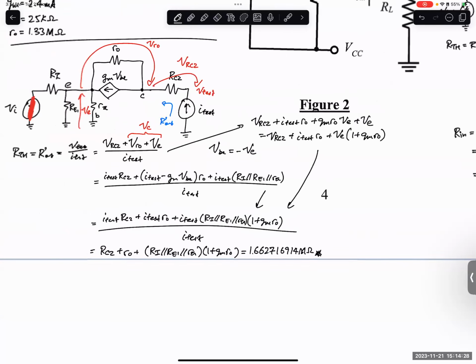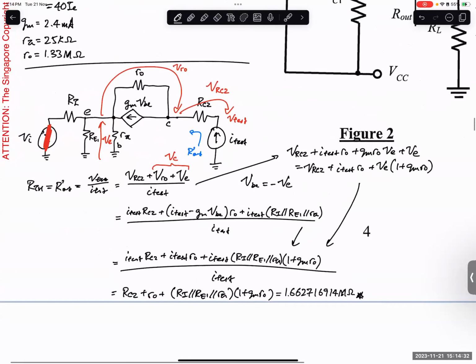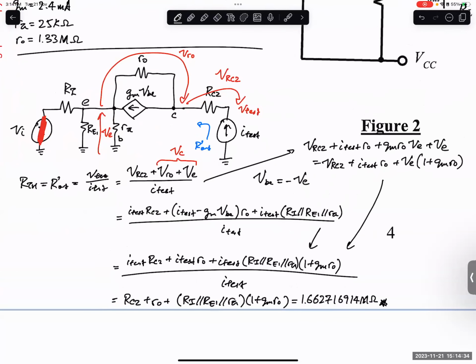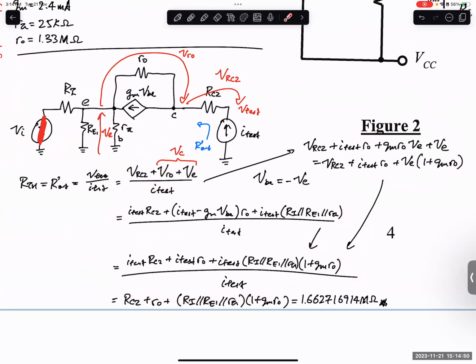So let me explain everything again. I don't get why the 1 plus GM is not applicable here? I just open up the VR not only. I just open up this, so from here to here. You also can see. But to make your life easier, I don't open up the VRC and VE. So VRC2 and VE I just leave like that.